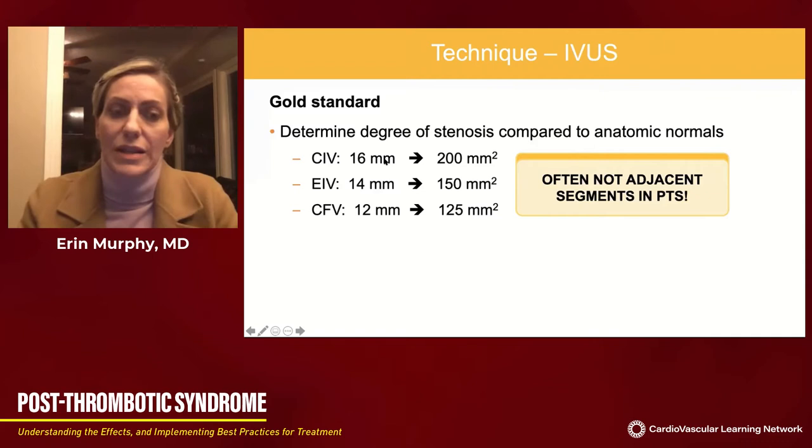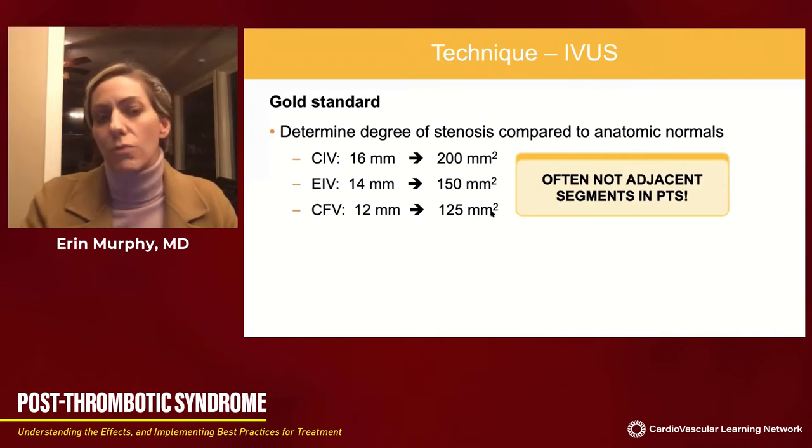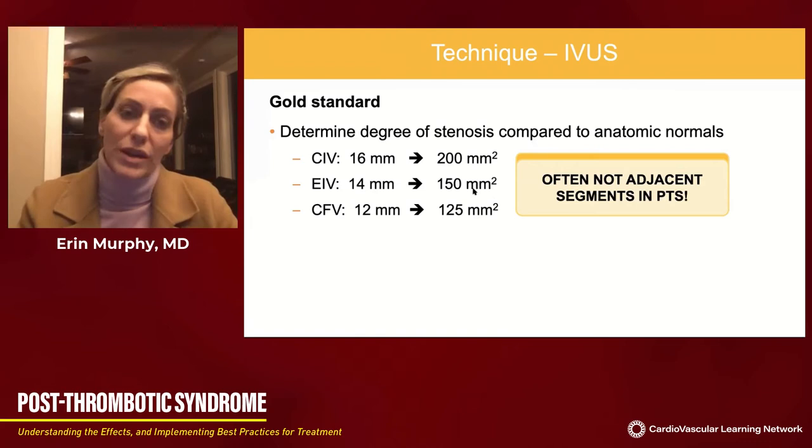So common femoral vein, external iliac vein, common iliac vein, roughly should be 12, 14, 16 millimeter diameters, which equates to areas of 125, 150, and 200, which are the numbers that I use.